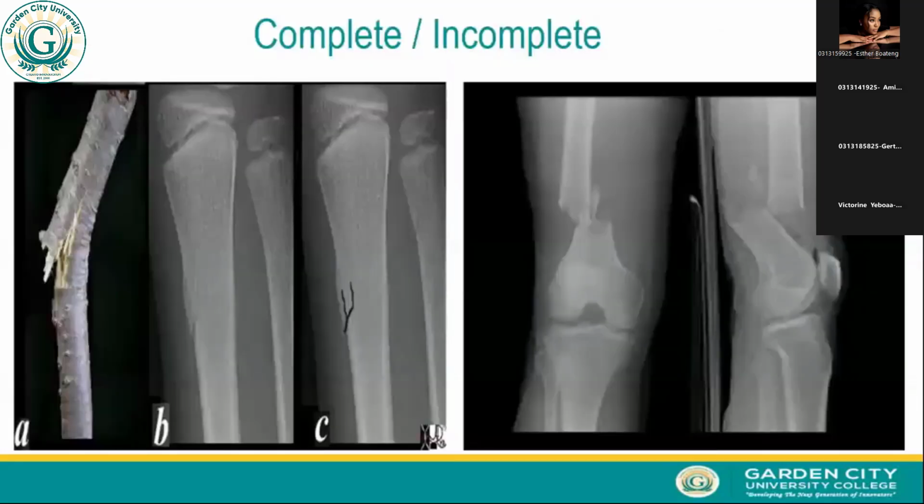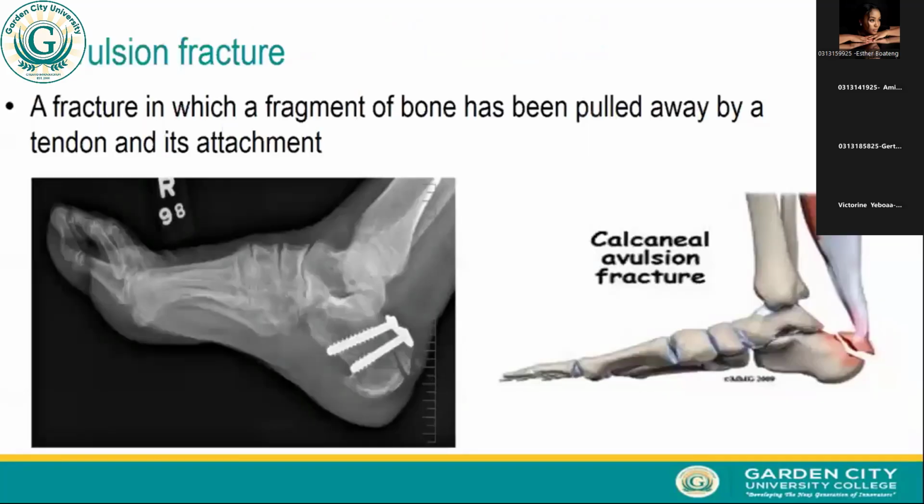Then complete or incomplete. Incomplete fractures, you all know that mostly they happen to children, right? Yes, the pedics. And then we have the complete fractures, where both cortexes are broken, and incomplete, where just one cortex has been broken. So one example of an incomplete fracture is the greenstick fracture.